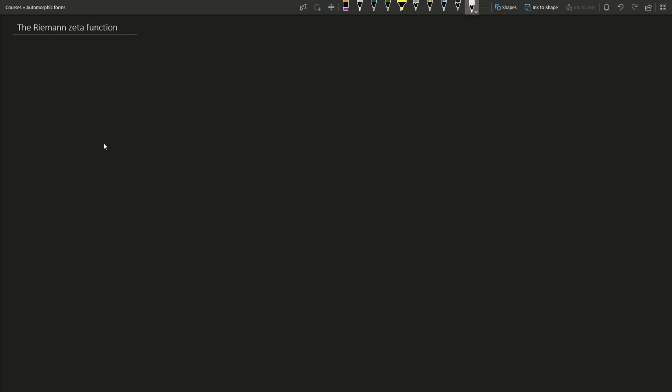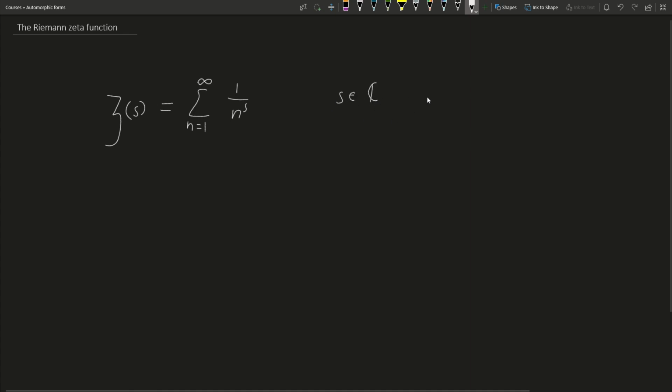I'm going to introduce some facts about the Riemann zeta function. So the Riemann zeta function is defined to be this Dirichlet series for some complex variable s, and this series converges absolutely when the real part of s is strictly greater than 1.